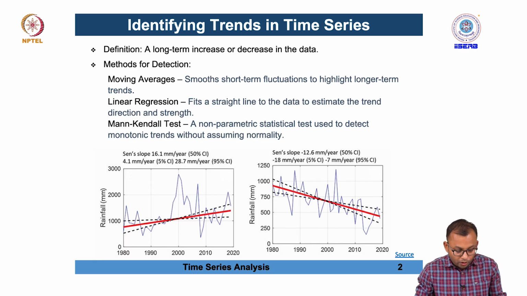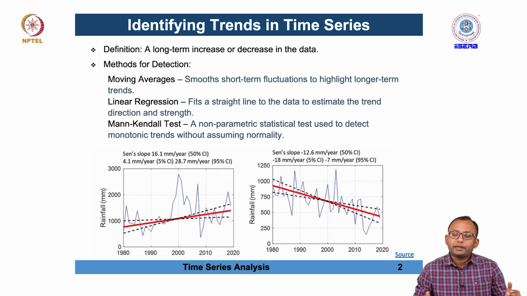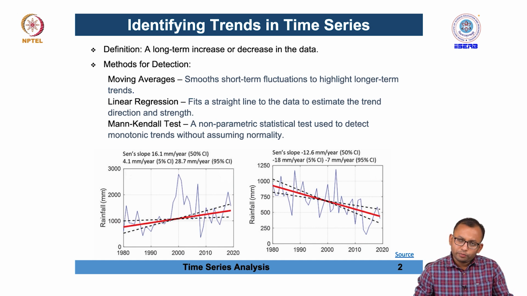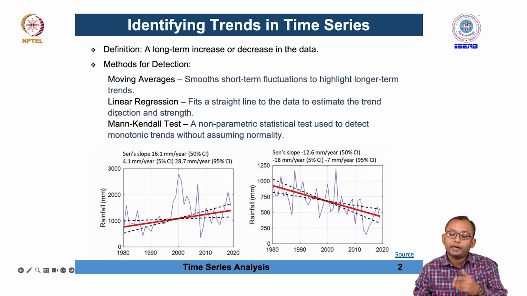Then we can talk about linear regression, fitting a straight line to the data to estimate the trend, what is the slope of the trend, what is the strength of the trend. These are processes we can apply to the data set to find the linear regression. Then we can apply the MK test, which is called the Mann-Kendall test. The Mann-Kendall test is a non-parametric test.